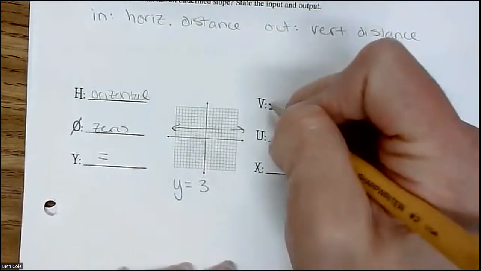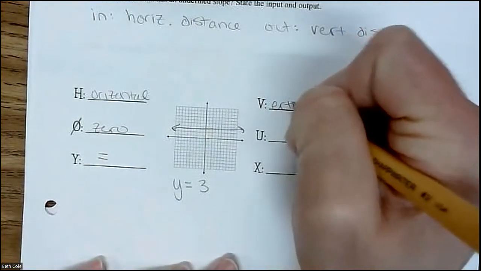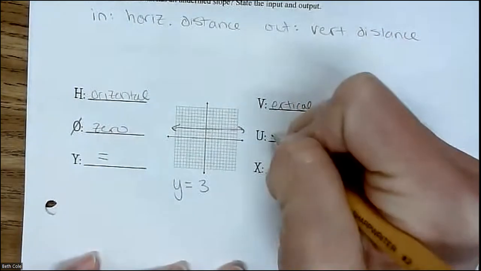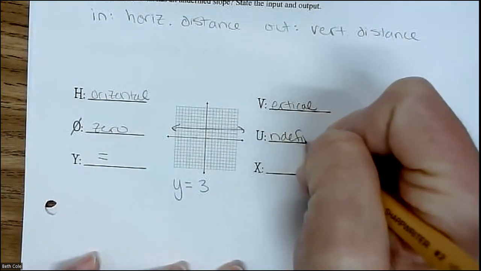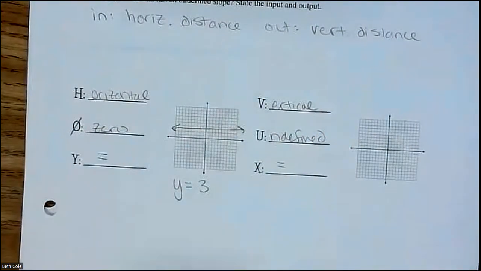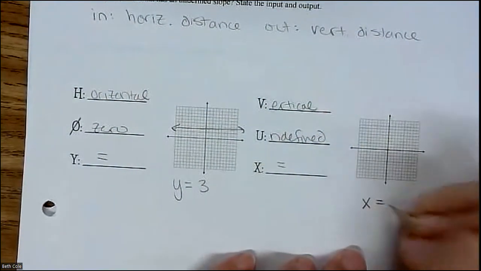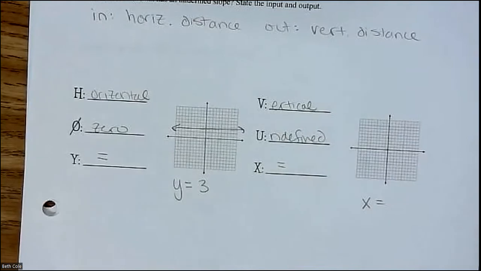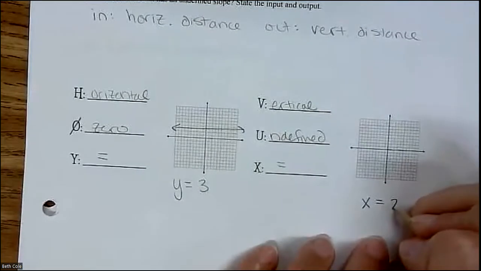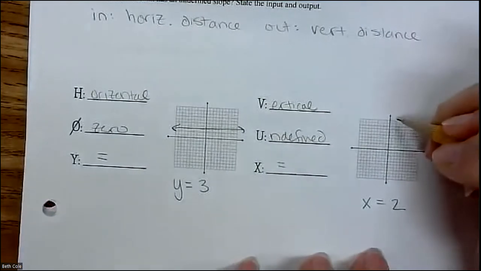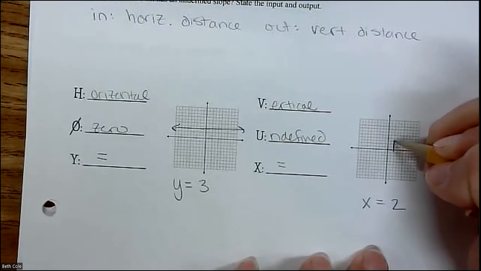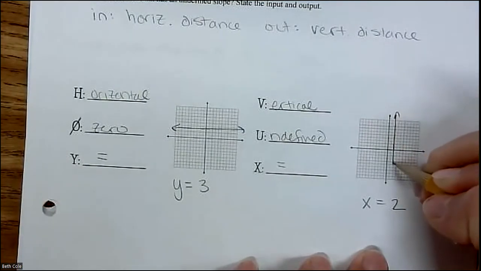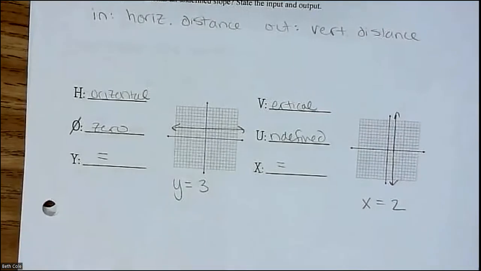Yeah, okay, so this would be V, which stands for vertical, undefined slope, and X equals. So if you had X equals, give me a little number, something that'll fit. Well, I made this one 3, so let's do something different. Let's do 2. So you'd count to 2 on the X axis and have your vertical line at 2.